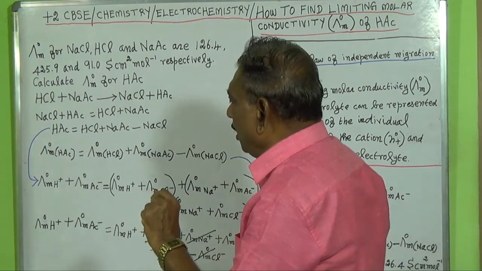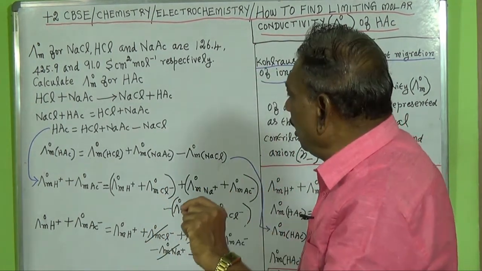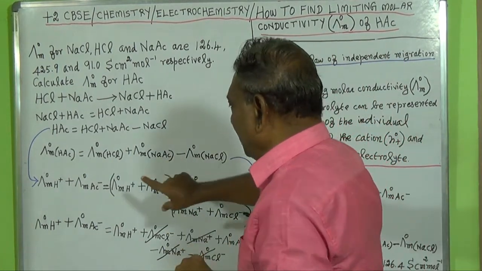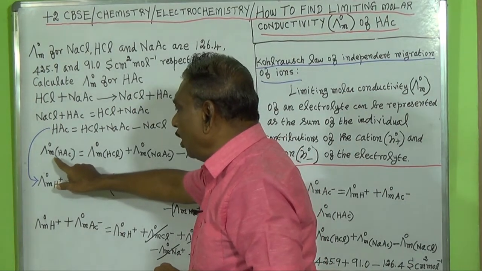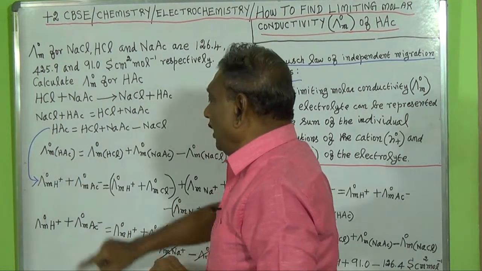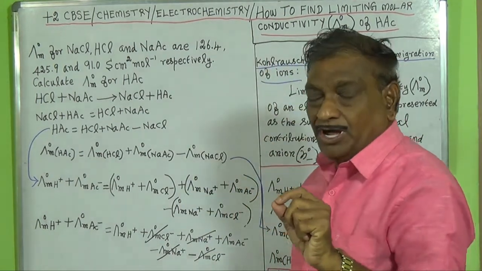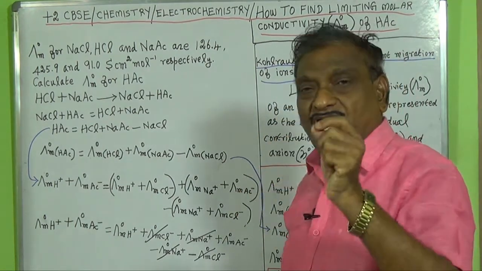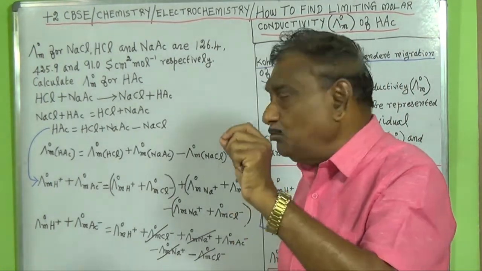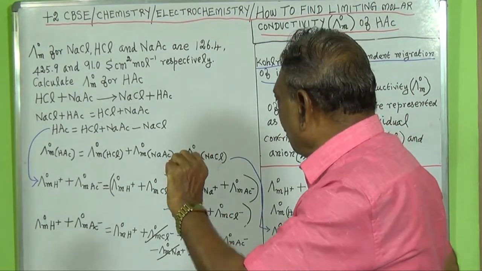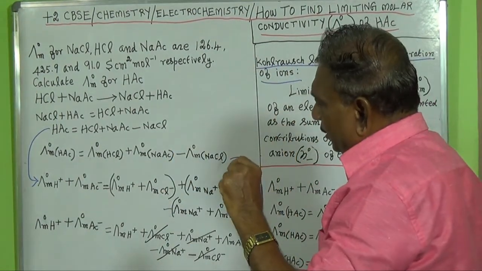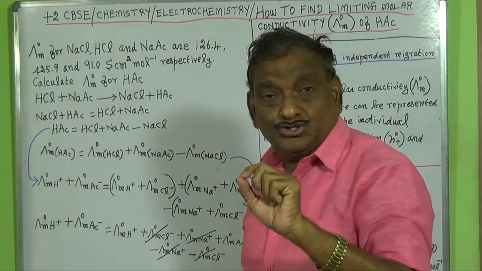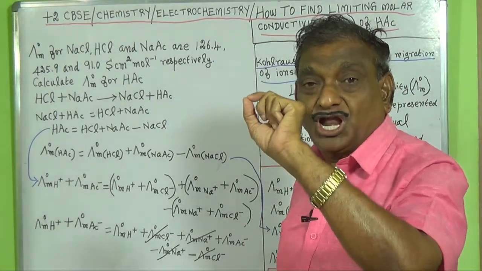So if we want to find the limiting molar conductivity of hydrogen acetate, we can write it as: limiting molar conductivity of hydrogen acetate equals limiting molar conductivity of HCl plus limiting molar conductivity of sodium acetate minus limiting molar conductivity of sodium chloride. We can also write this applying the Kohlrausch law of independent migration of ions.